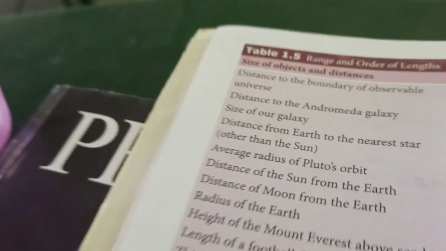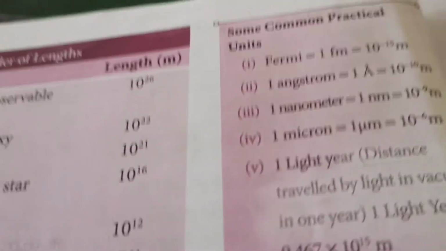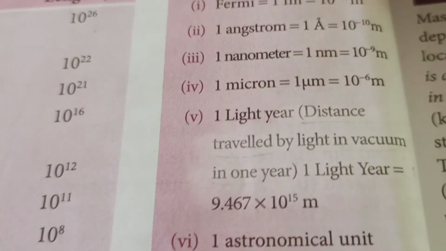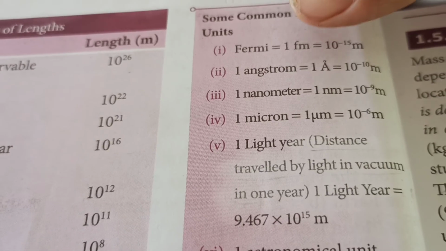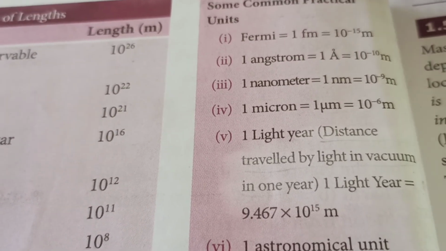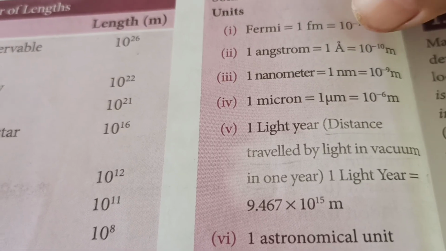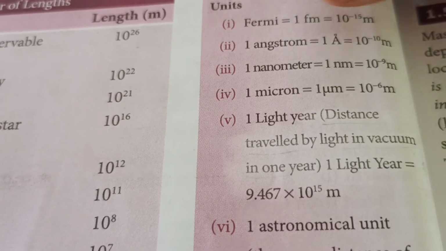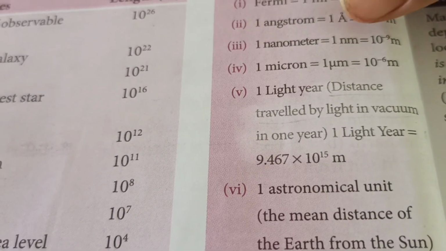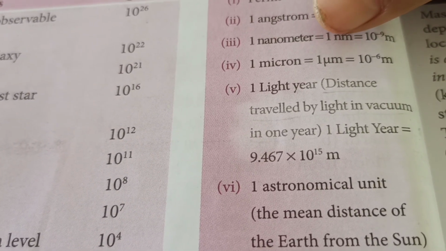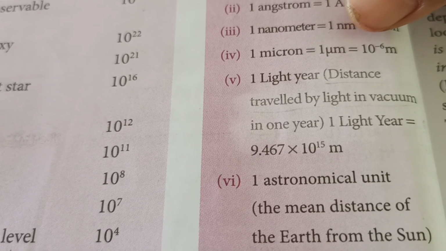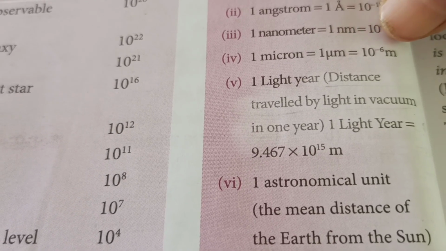Some common practical units: Fermi, 1 fm equals 10 power minus 15 meter. 1 angstrom, 1 A zero, equals 10 power minus 10 meter. 1 nanometer, 1 nm equals 10 power minus 9 meter. 1 micron, 1 mu m, equals 10 power minus 6 meter.